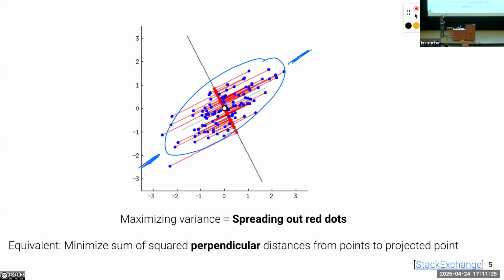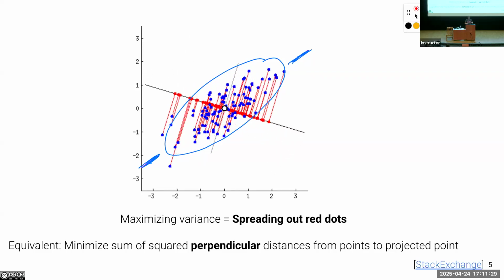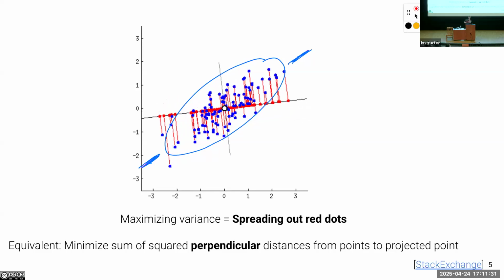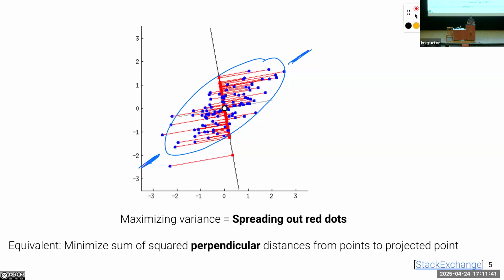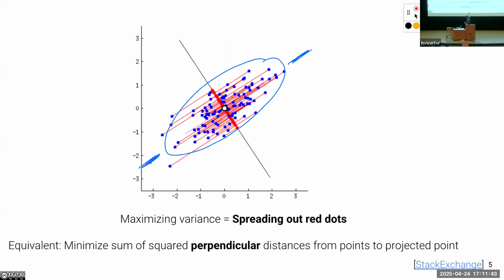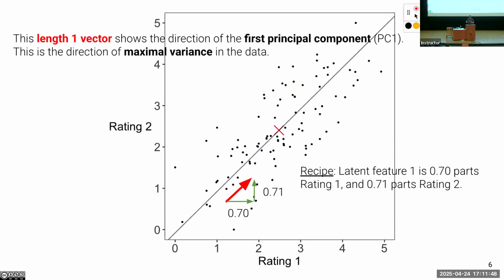And those red lines, which are orthogonal projections of those points onto this candidate line, are as short as possible. The sum of those squared lines is as small as possible. So this is the goal of PCA, how we identify this direction of maximum variance. We're going to identify that direction with math in a moment. Remind yourself that that direction is called the first principal component, the direction of maximal variance in the data.